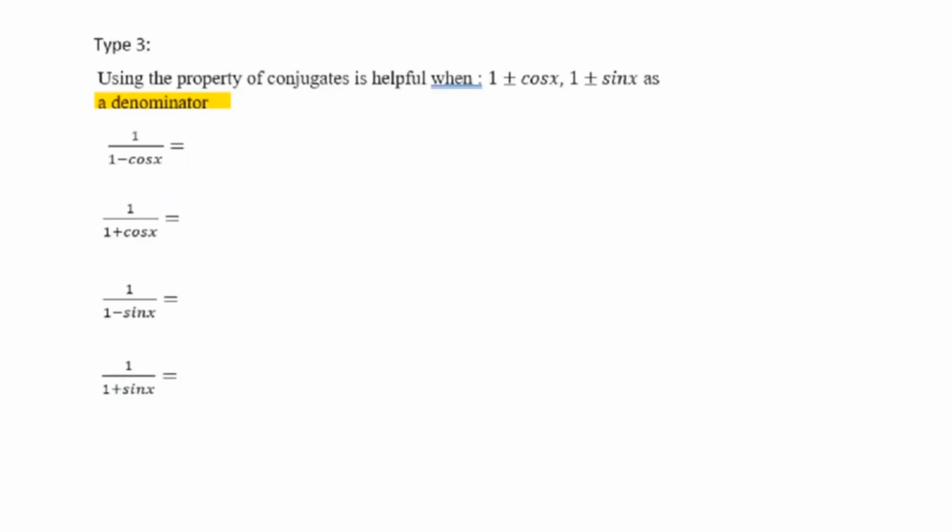When you verify trig identities, conjugate multiply is very, very useful. In what situation do we need that? Only in this situation, when you have 1 plus or minus cosine x or 1 plus or minus sine x as the denominator. That's working on 1 over 1 minus cosine x.